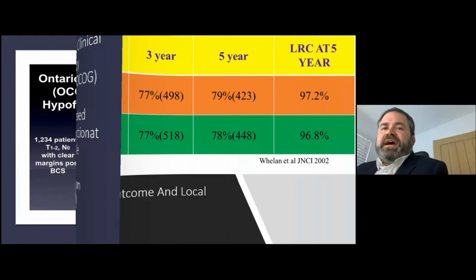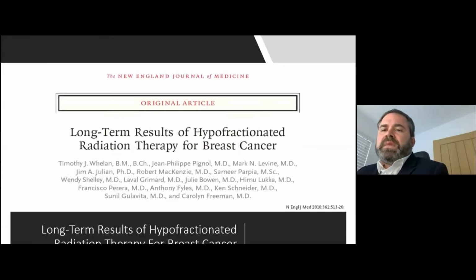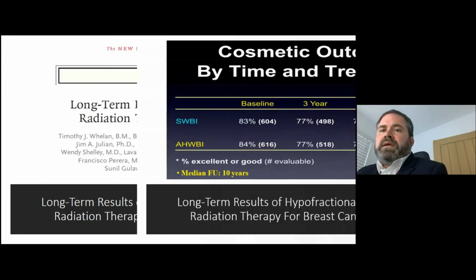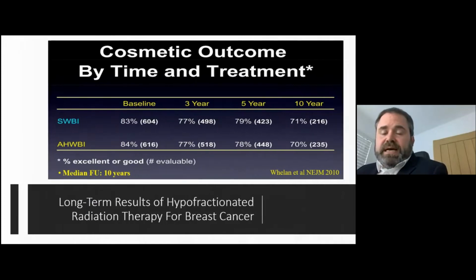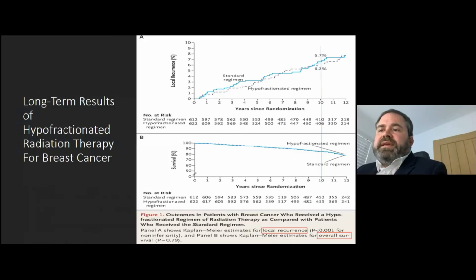You can see from the updated results, so these are the initial results for cosmetic outcome and local control, that there was similarity in both arms. Next slide. But in terms of long-term results published in the New England Journal of Medicine in 2010, next slide, again, there was good equivalence in both arms with a median follow-up of 10 years. Next slide. And you can see here in terms of survival, you really would struggle to fit a laser pointer between the two arms of the studies in terms of difference. Next slide.